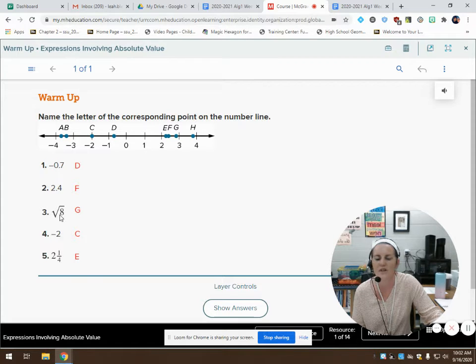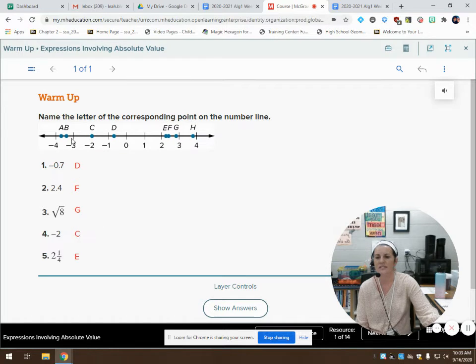The square root of 8. What is the square root of 8? Well, I know the square root of 9 is 3, and the square root of 4 is 2. So this should be really close to 3, is what I'm thinking. And if we look up here, G is very close to 3.